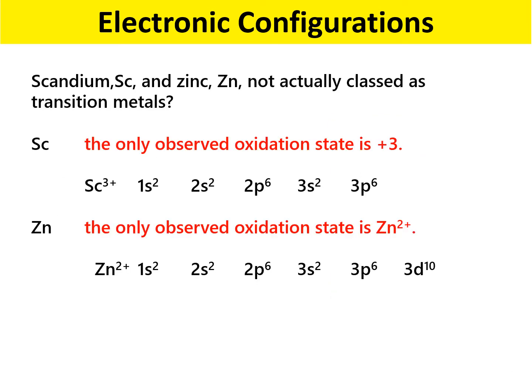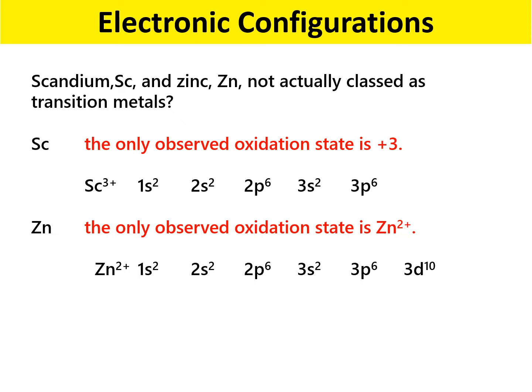Just a quick recap on the electronic configuration of transition metal ions. Always remember that the transition metals will lose the 4s subshell electrons before they lose the 3d. A transition metal is defined as an element which forms at least one stable ion with a partially filled d subshell.